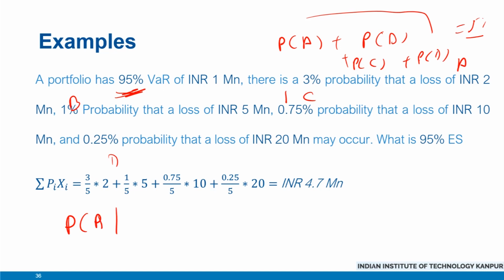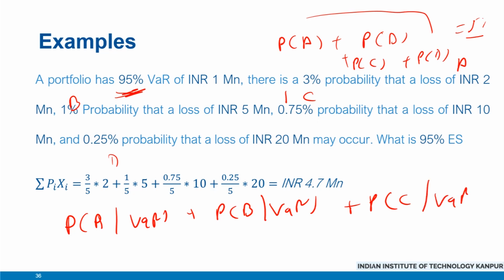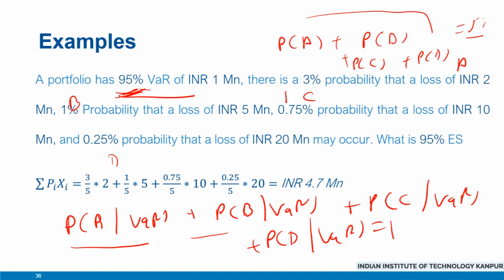That means probability of A given that VaR has breached plus probability of B given that VaR has breached plus probability of C given VaR has breached plus probability of D given that VaR has breached should be equal to 1, which means we need to standardize these probabilities conditional to this fact that this VaR has breached. How to do this? Let's see that.